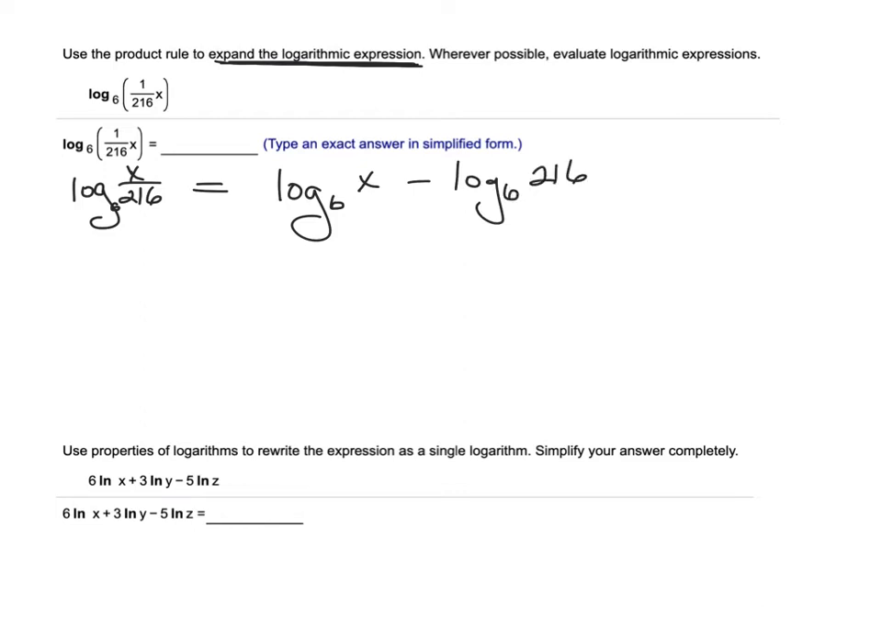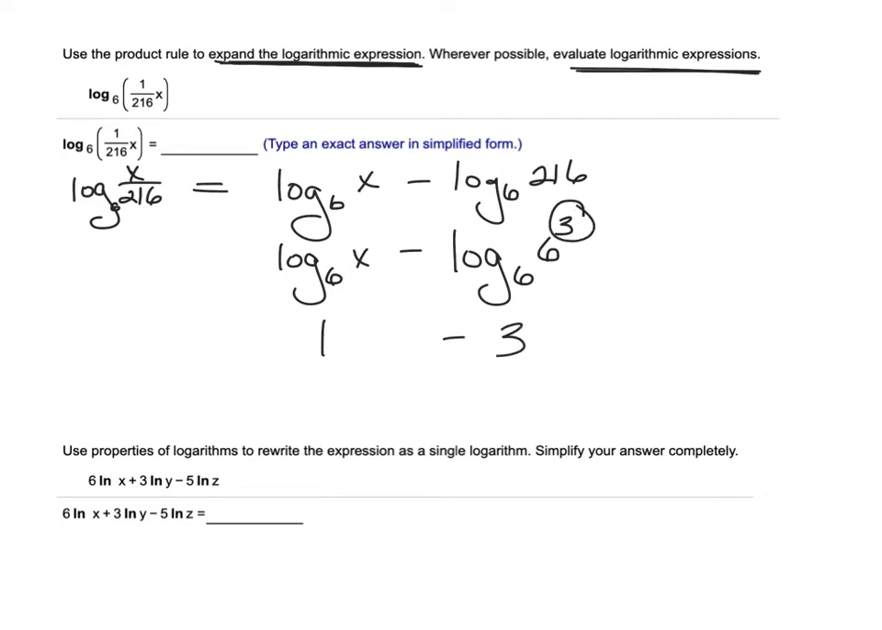There we go. And then they want us to evaluate the log wherever we can. Right? So of course we can't do anything with log base 6 of x. But log base 6 of 216, let's see if we can write that. 216 is 6 cubed, 6 times 6 times 6. And remember the rules, if you have the same bases, then this whole thing simplifies to 3. So our final answer would be log base 6 of x minus 3.